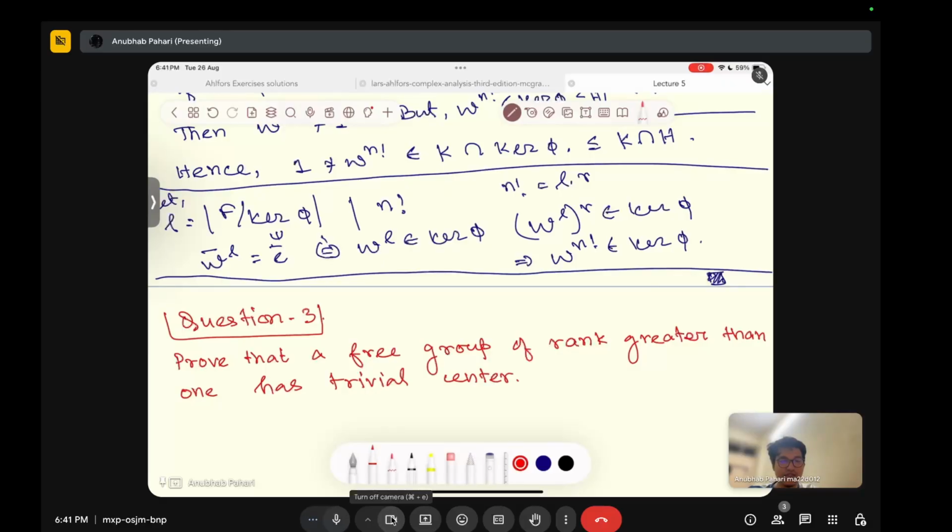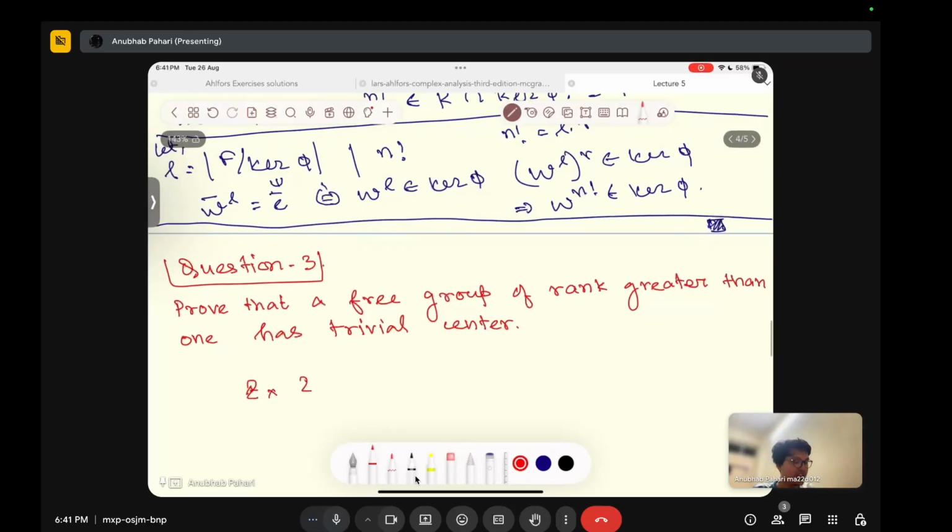Sir, what is rank? Rank means the number of independent generators. Say Z cross Z. This is a free abelian group, right? And it has two generators. You can think of it as a vector space over Z, but it's not true logically, but it gives you a feel.